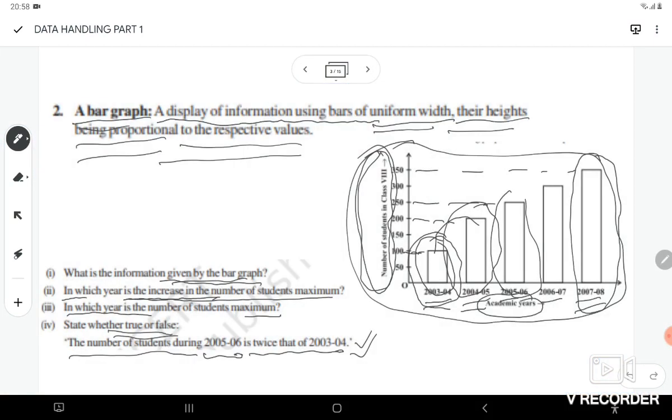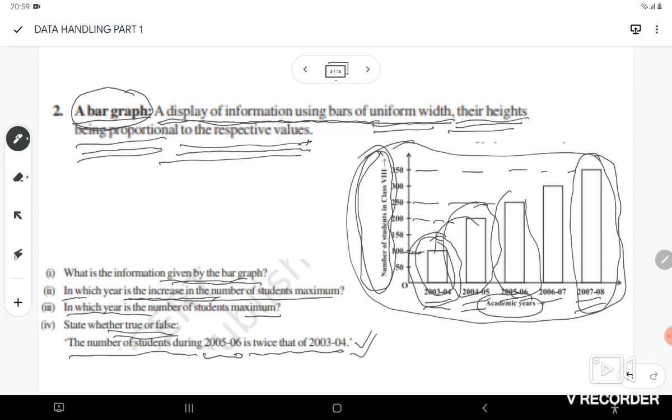Now the next method of representing data is a bar graph. So let's see what a bar graph is. A bar graph is a display of information using bars of uniform width, their heights being proportional to the respective values. That is, values on the x-axis are proportional to the values on the y-axis and vice versa. So the height values are respectively proportional to the y-axis values.